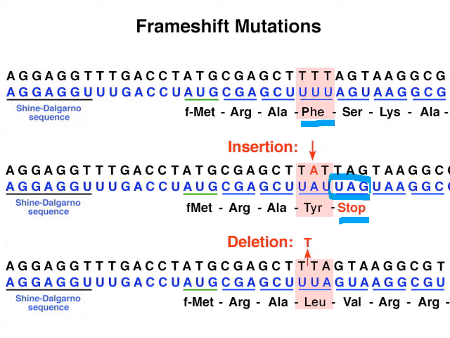In the third line or region here, we have a deletion. So one of these T's is lost, and the amino acid that is coded now is leucine, which is far different from the aromatic phenylalanine that we have in the original polypeptide.